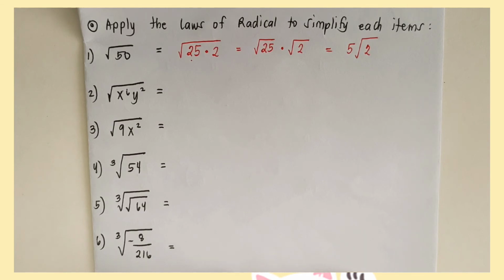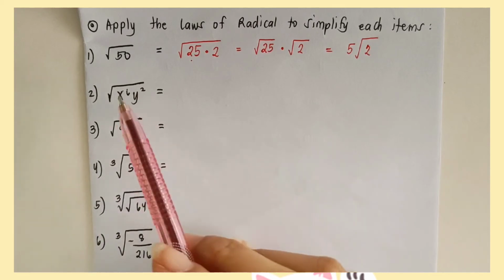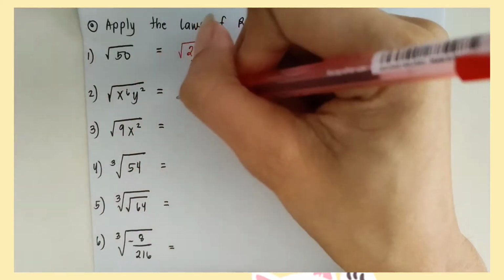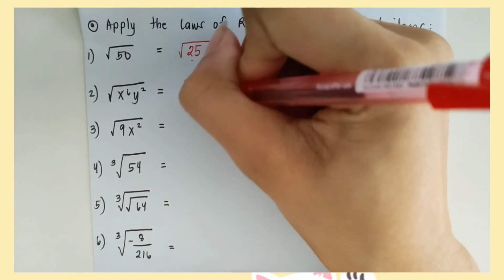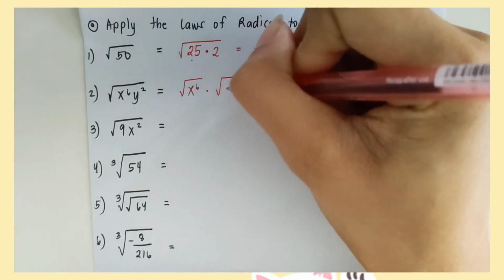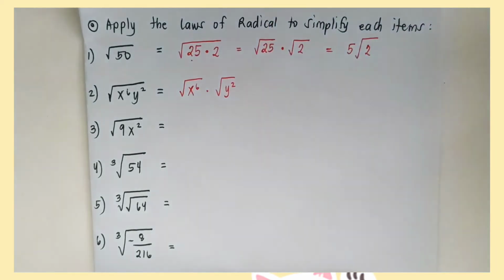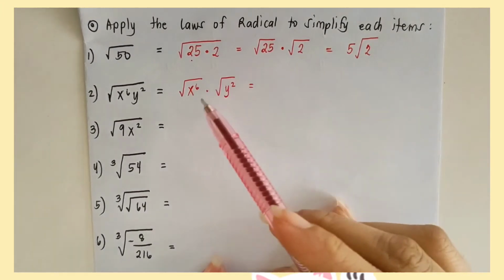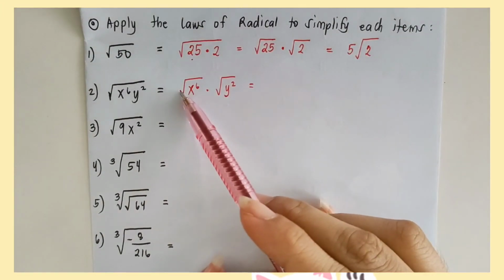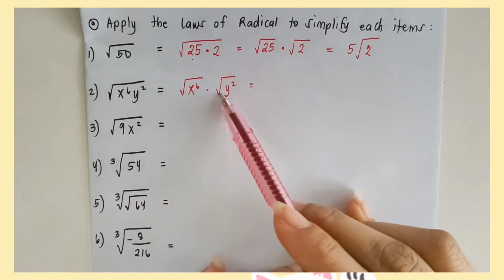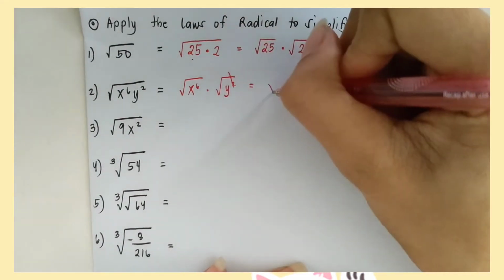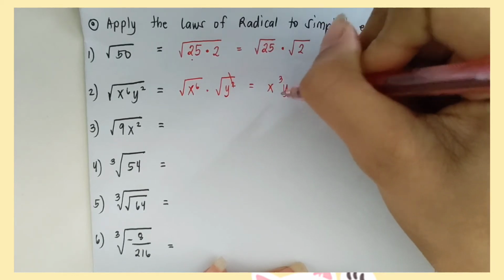Simplified answer. Next, number 2. The square root of x raised to 6 times y squared. It is the same with the square root of x raised to 6 times the square root of y raised to 2. So we all know that 2 is the index, so this will be cancelled, and then 6 divided by 2 is 3. So the answer is x cubed and then y.